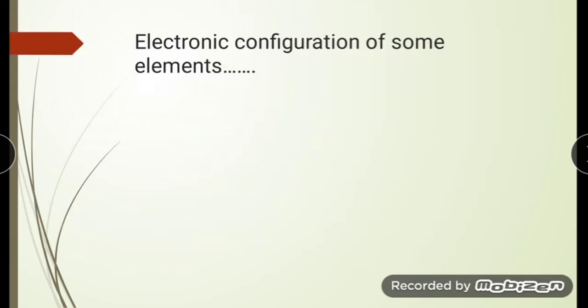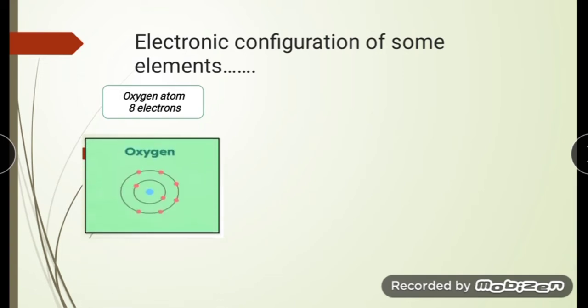Let us understand with some examples, children. Here I am going to show the electronic configuration of some elements. The first element I will take is the oxygen atom. Now there are 8 electrons in an oxygen atom. Are all these 8 electrons accommodated in a single shell? No. By rule, the 2 electrons must be in the K shell, while the remaining 6 electrons out of the 8 must be in the L shell.